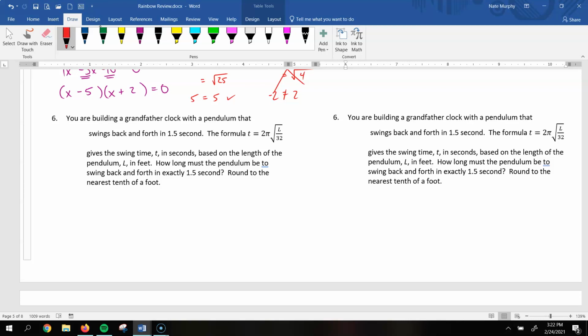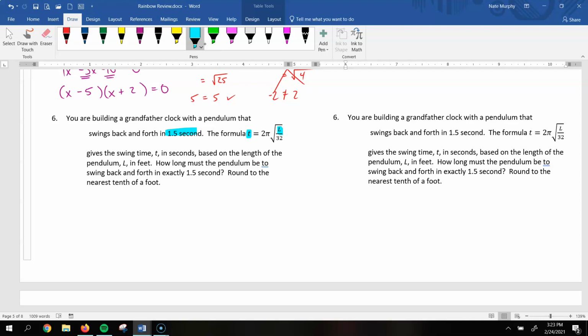All right, so they give me a bunch of information here, but the one thing that I want to take away from this is they give me this formula. So we have two variables, the time and the length. And the length is in feet, time is in seconds. And they say that it goes back and forth in 1.5 seconds. So that tells me that that 1.5 is my value for t.